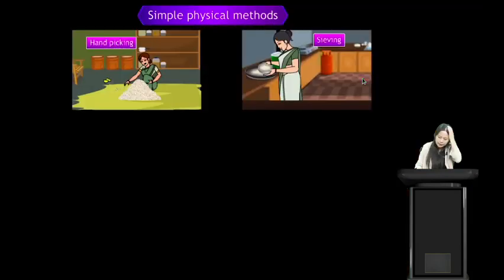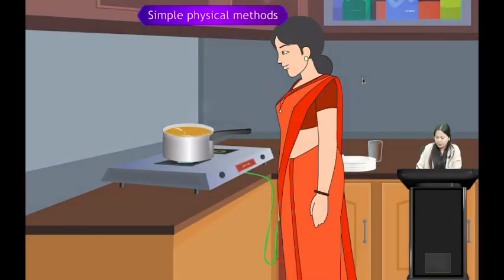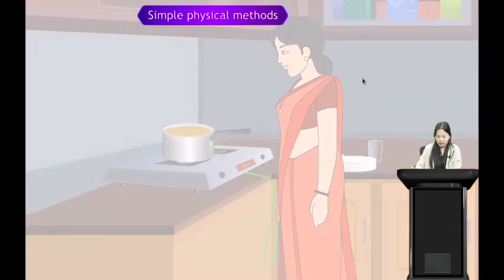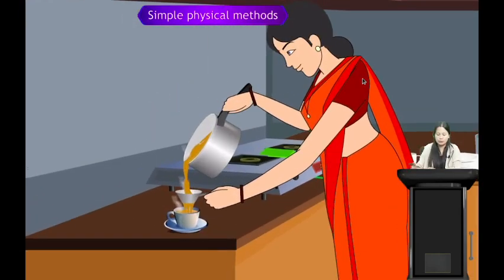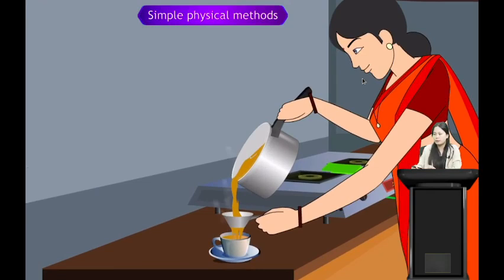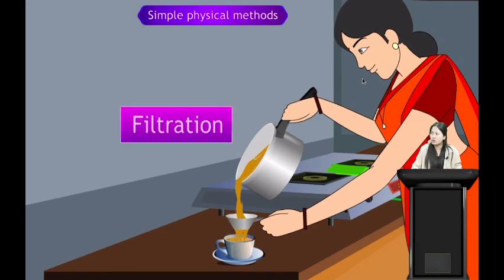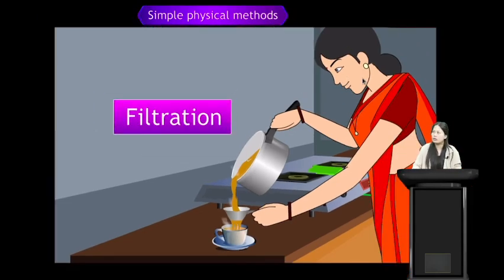Then next, here we see a woman preparing tea. When we boil the tea and want to separate the tea leaves from the tea that we have prepared, we use a strainer to filter it. So this is another method. Filtration is another simple method to separate the components of a mixture.